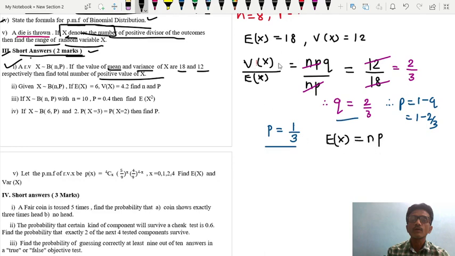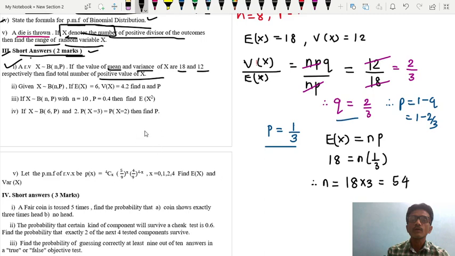So E(x), how much is it given? E(x) is 18, given as np. p is equal to how much? 1 by 3. Therefore n is equal to 18 into 3, which will be 54.